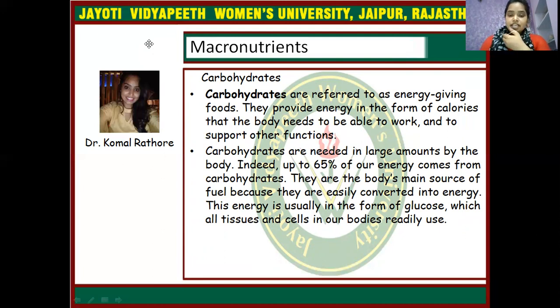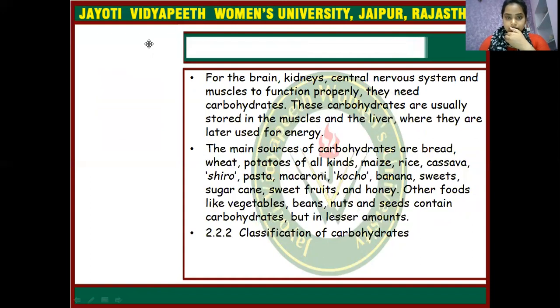This energy is usually in the form of glucose, which all tissues and cells in our body readily use. For the brain, kidney, central nervous system, and muscles to function properly, they need carbohydrate, and these carbohydrates are usually stored in the muscles and liver, where they are later used for energy.